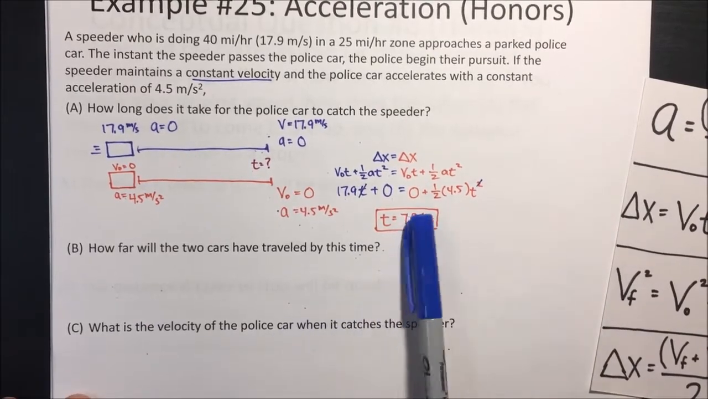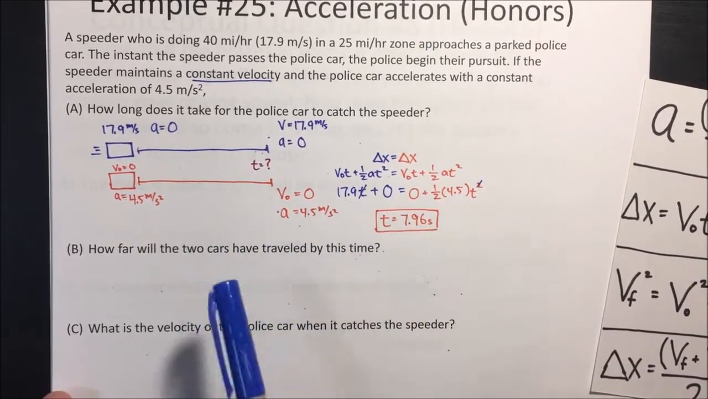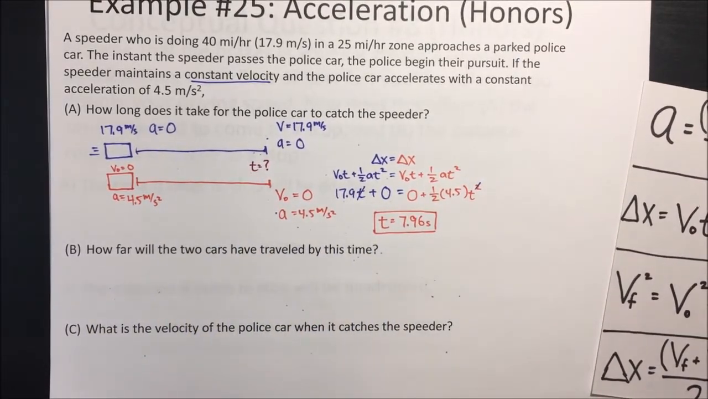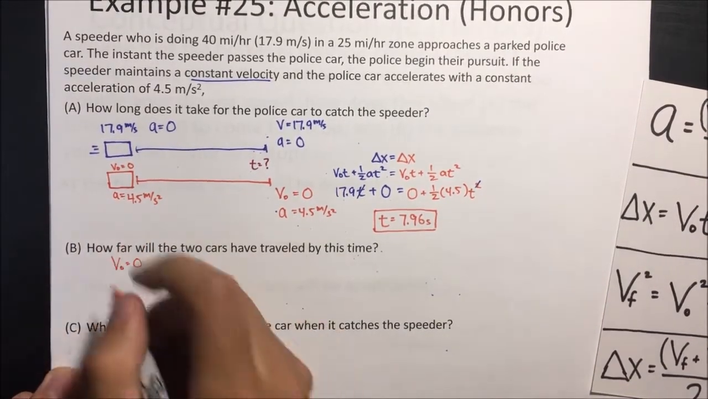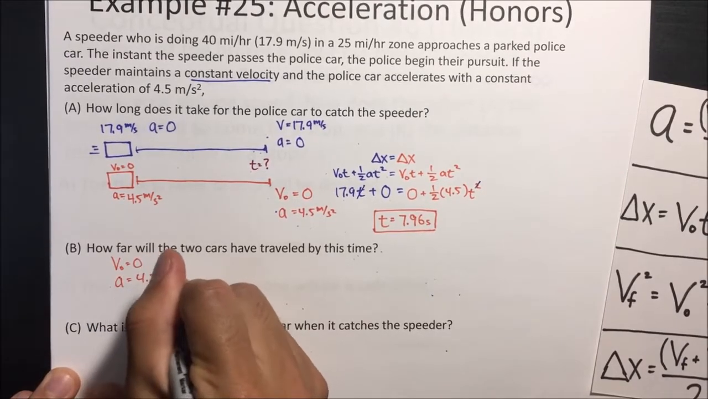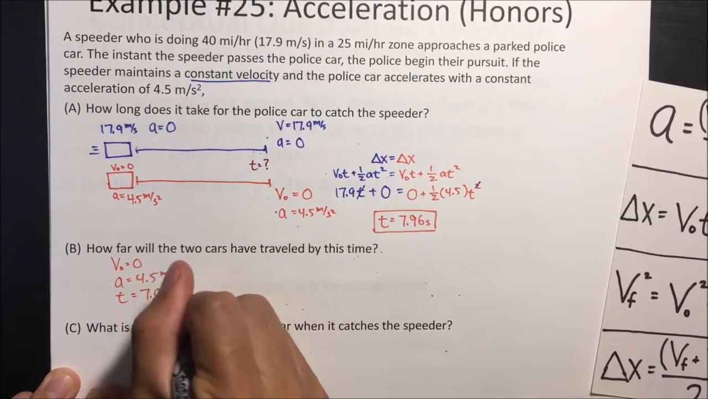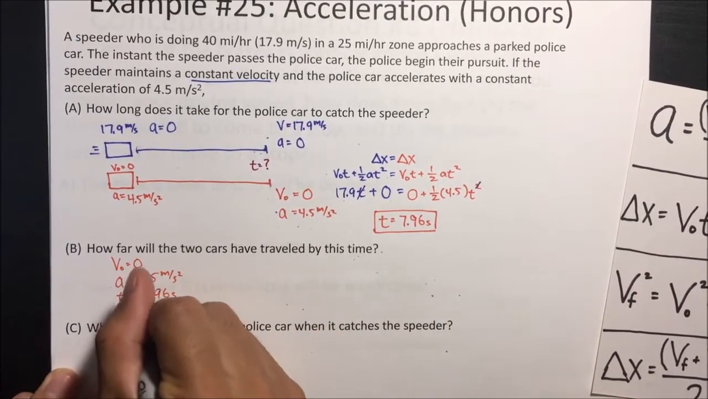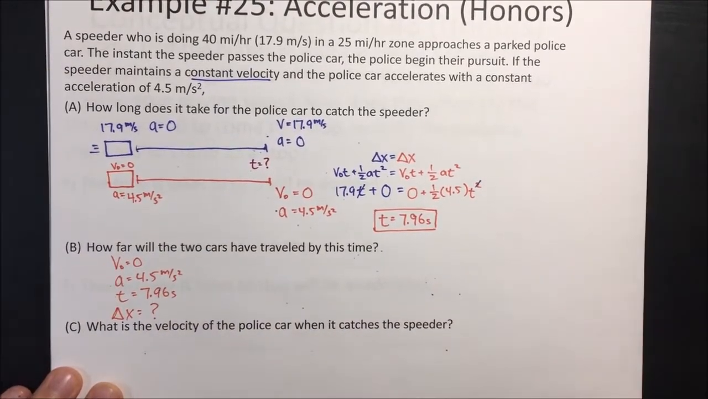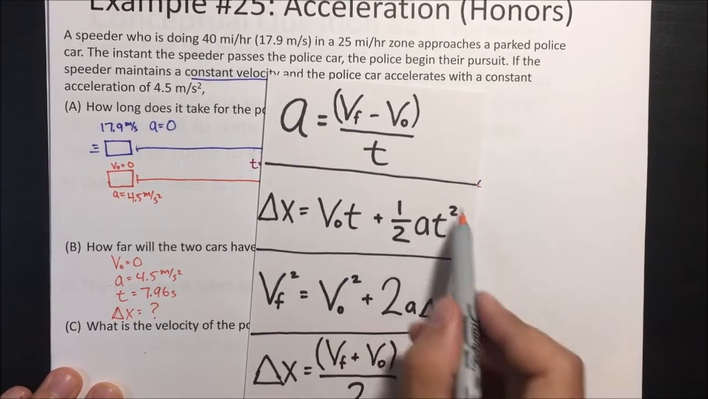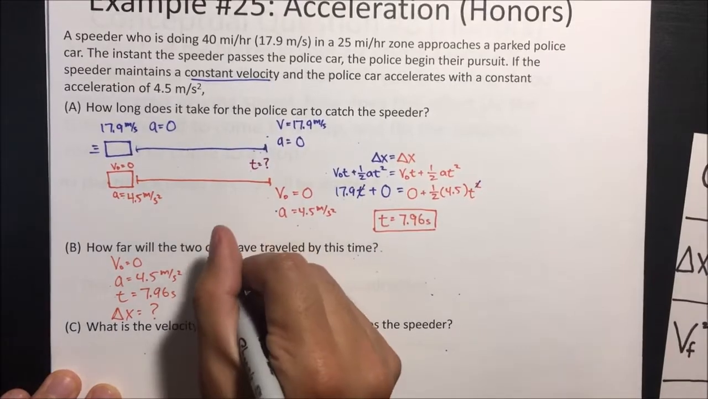Alright, so now that we know the time of how long it takes the police car, we can use these 3 pieces of information to find how far they traveled. So again, let's write down what we know. For the police car, initial velocity is equal to 0. Acceleration is equal to 4.5 meters per second squared. Time it takes to catch it is 7.96 seconds. And what we're looking for is how far, which is the displacement here. Again, we're going to look at our formula sheet, and we see that this formula here has all 4 of these variables, and we're going to do this problem.